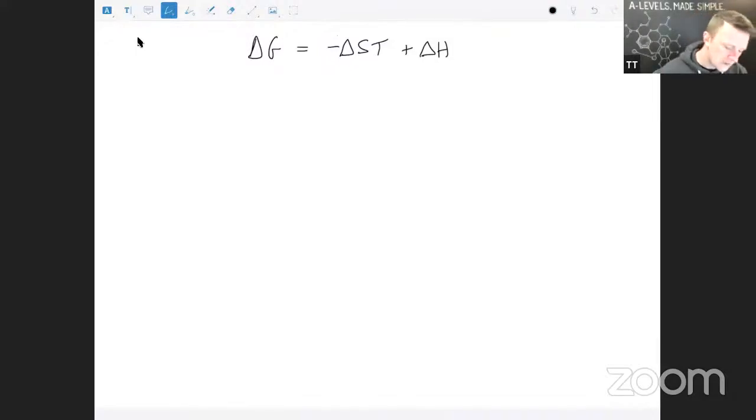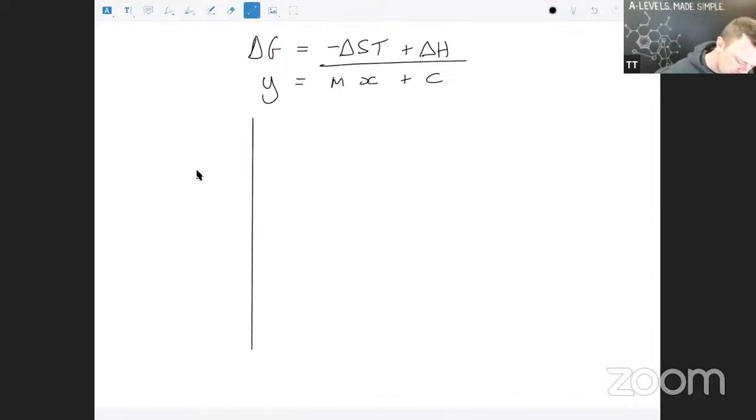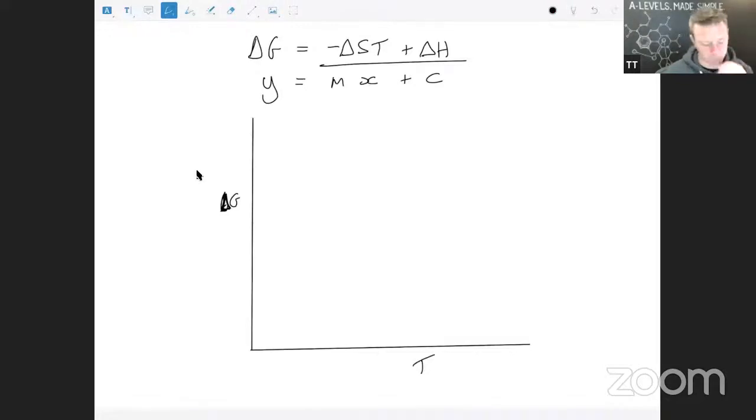So this is a different iteration of this equation. Now this is basically a y equals mx plus c graph. On the y-axis, this is delta G. So it is the same graph. I apologize to whoever mentioned that before. And of course, this is temperature here. Now, when you've got this type of graph, let's say you've got this one here.